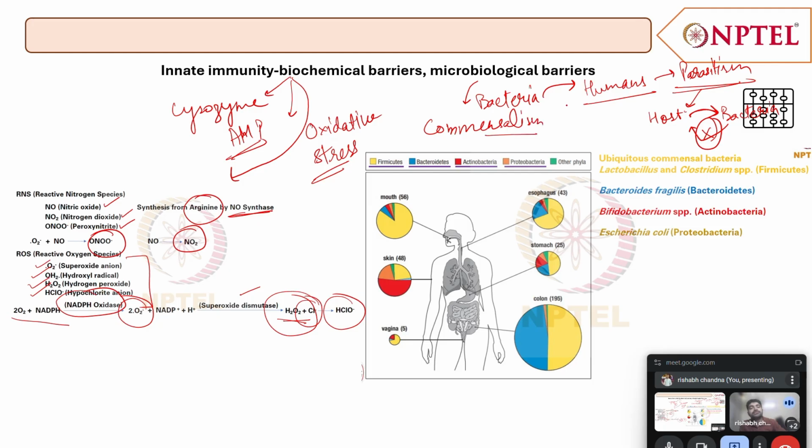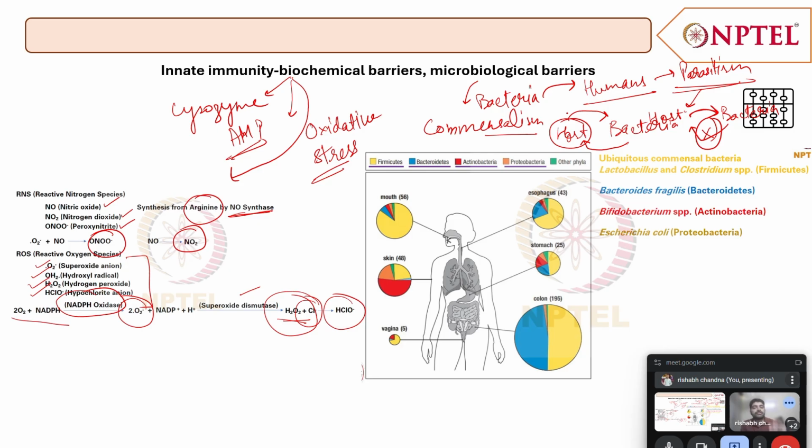So in case of commensalism, what happens? We have the host, we have the bacteria. The host gives the place to live and the food to eat to the bacteria. In return, the bacteria helps the host for digestion, for helping in the antimicrobial activity, for protecting from different pathogens. So this is how both living beings help each other in return. This is basically commensalism.